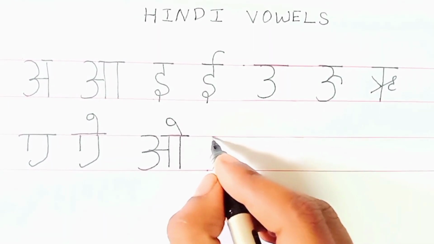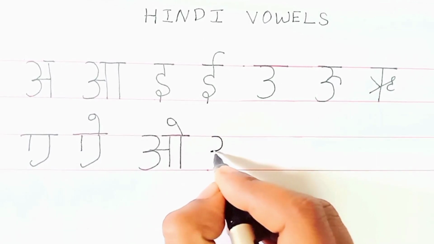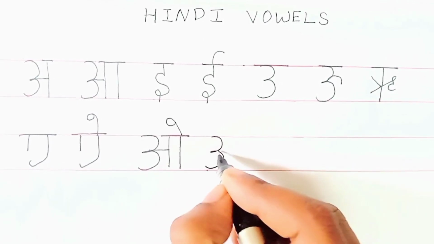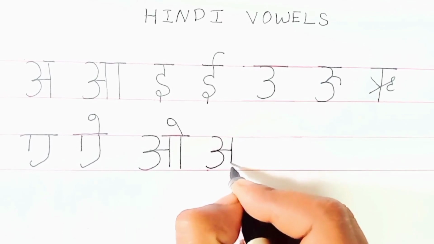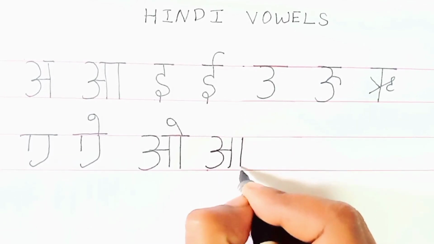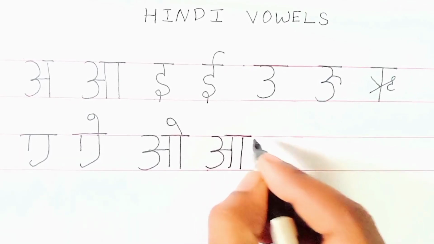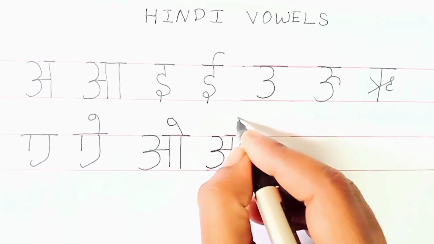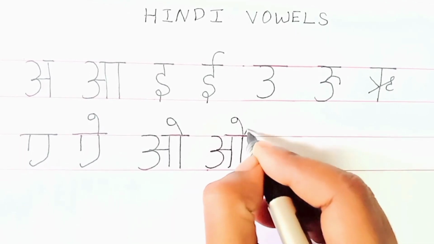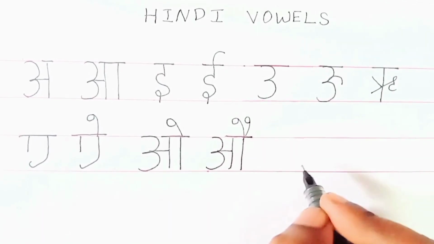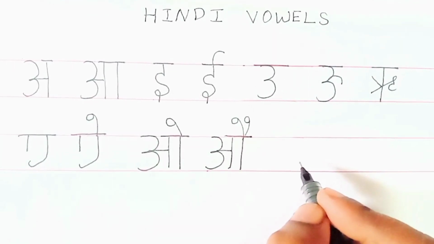And the next letter is OW. For OW also, we have to use the letter R. And on the top of the letter R, we have to draw two tails. So it is OW.